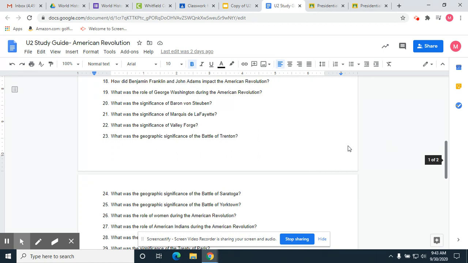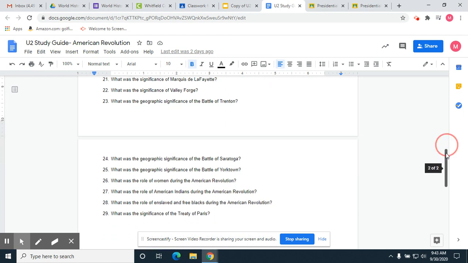The role of American Indians during the American Revolution. Look, many of them sided with Great Britain because they didn't want any more of their land to be taken away. Even though Great Britain had it, they didn't want the colonists to be moving into their land. Now, some Indians fought on the American side, but many of them fought with the British.